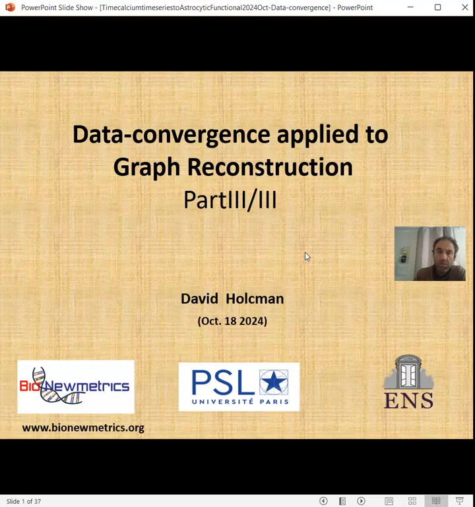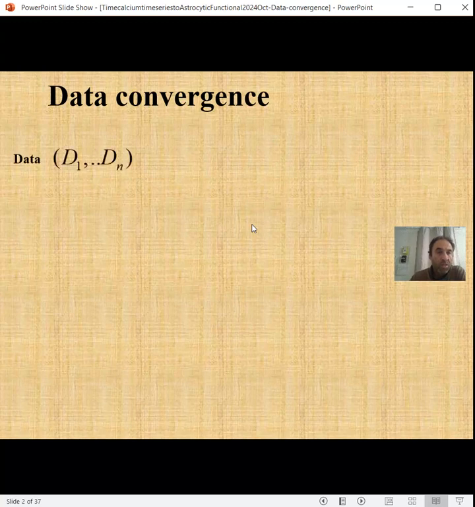All right, so today I would like to discuss the data convergence applied to graph reconstruction, which is the third part of a series of three about graph reconstruction with astrocytes based on calcium imaging data. So what is data convergence?